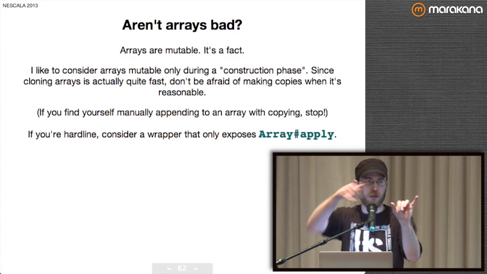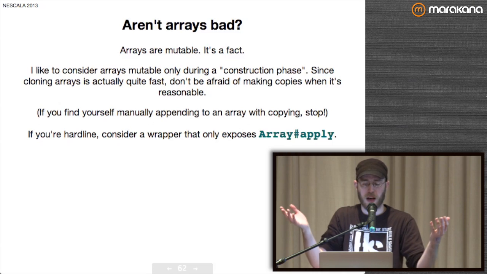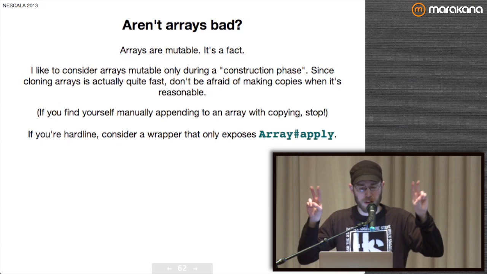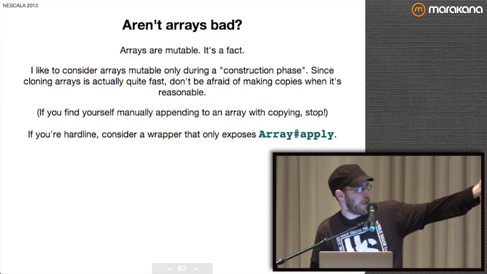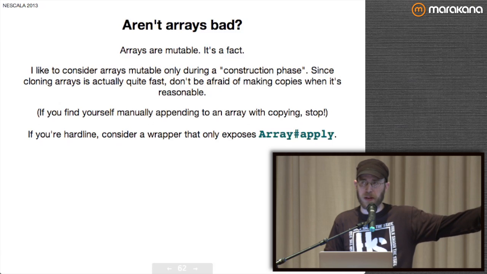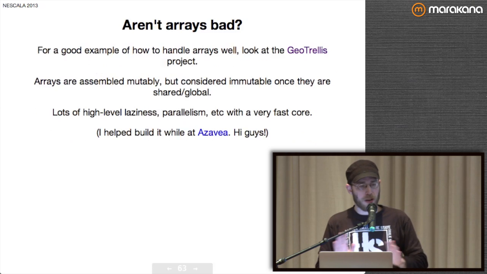So I like to think of arrays as mutable when you're building them, but once they're built, you shouldn't mess with them. At that point, you should treat them like an immutable data structure, and if you need to, make a copy. And making copies of arrays is actually super fast, so that's not a big problem. If you're a real hardliner, like one of the Scalaz faction, you might want to make a wrapper so you can guarantee your array is not going to be modified. You make an immutable wrapper, and then you only expose apply. That works fine.